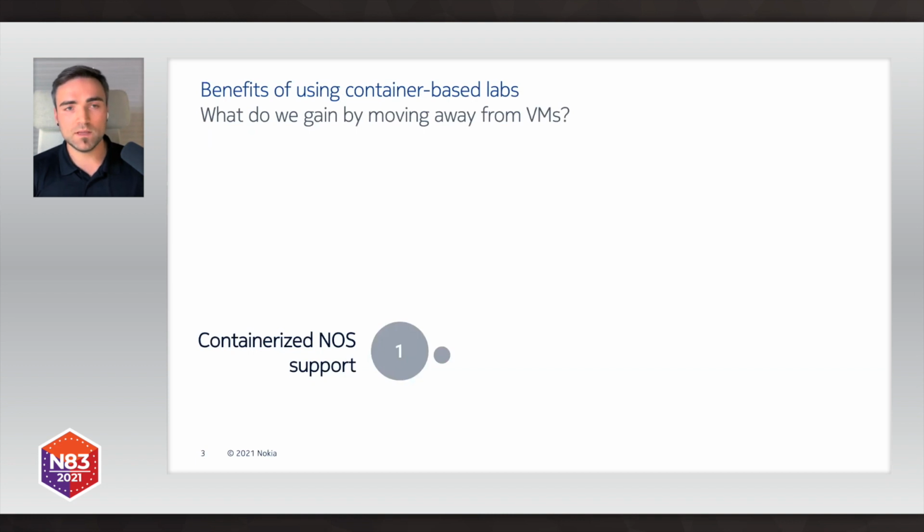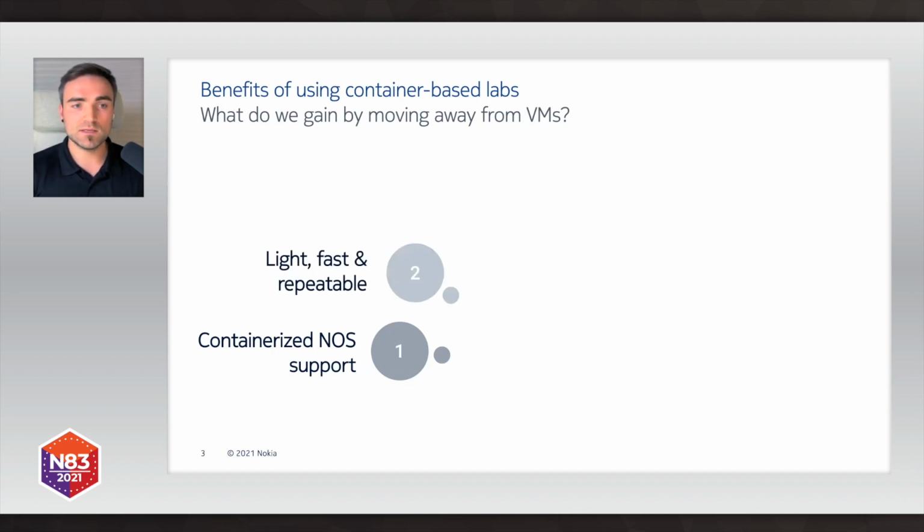Now, what do we gain by moving away from VMs? I mentioned that weak container support was a downside of those three solutions. When we move from VMs to containers, we essentially have containerized NOS support. And if you think that containerized network operating systems don't really exist, that's not true. For example, we currently have a few network operating systems which are packaged in a container format, such as Nokia SR Linux, Arista cEOS, Juniper cRPD, and more will come. So having containerized NOS support from the ground up is really important.